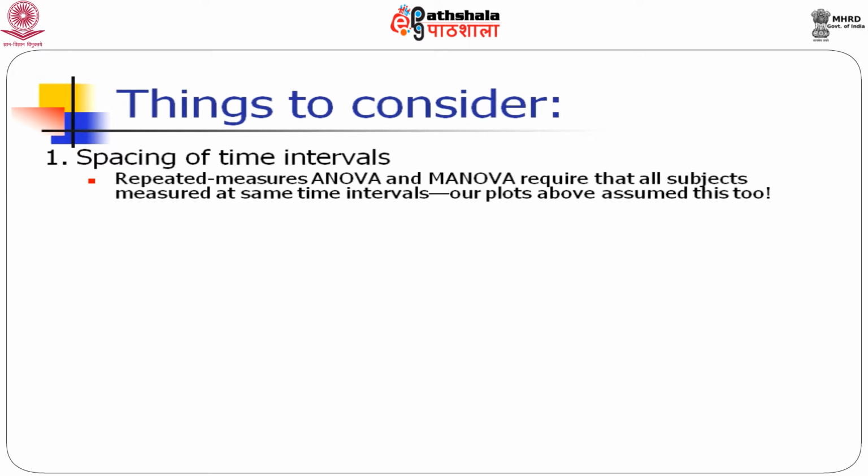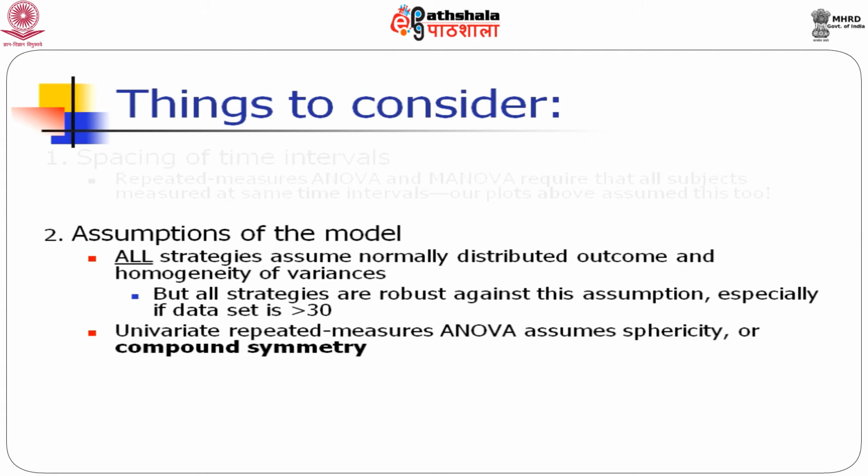The thing to consider is we always assume that the time intervals are equispaced. That means for repeated measures ANOVA, or for multivariate analysis of variance, we must assume that all subjects or all patients are measured at the same interval of time points, because then our plots that we have shown earlier also show it in a similar manner. The second assumption for ANOVA or MANOVA is that all these outcomes are normally distributed and have the common variance. So homogeneity of variances is a very basic assumption in ANOVA or MANOVA.